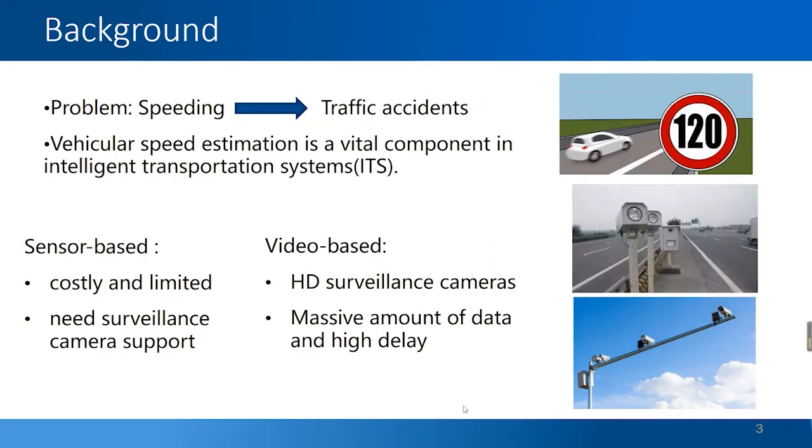Speeding causes traffic accidents. Detecting vehicle speeding is very important. Vehicular speed estimation is a vital component in ITS. The traditional speed estimation method is sensor-based. This method is costly and limited, and it needs surveillance camera support.